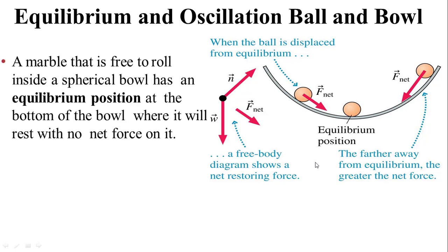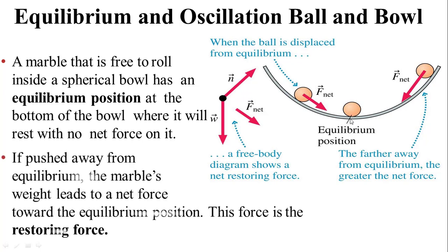So in the bowl and ball, a marble that is free to roll inside the spherical bowl has an equilibrium position at the bottom of the bowl, where it will be at rest and no net force acts on it at the equilibrium point. Second, if pushed away from the equilibrium, the marble's weight leads to a net force toward the equilibrium position. This force is called the restoring force. Now we can explain the ball and bowl for simple harmonic motion.